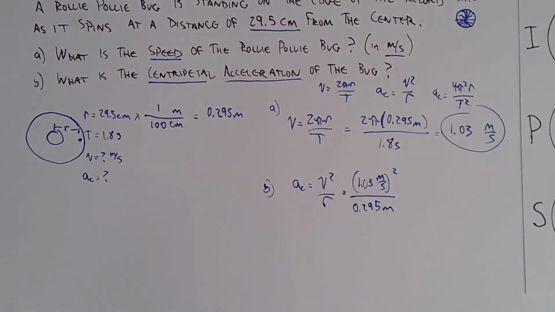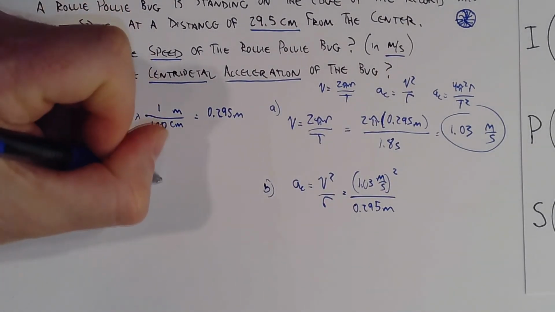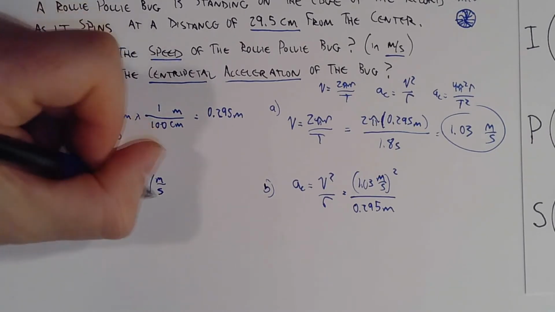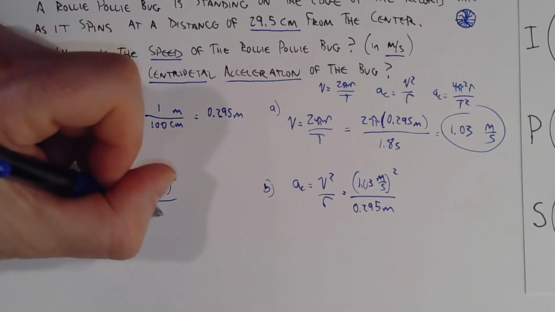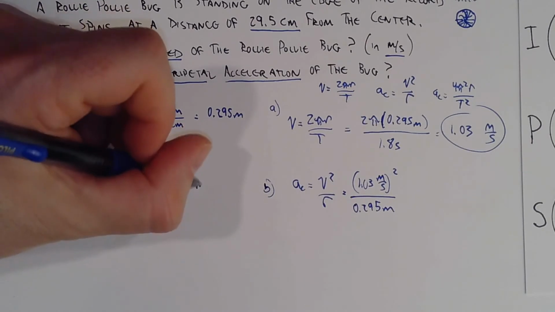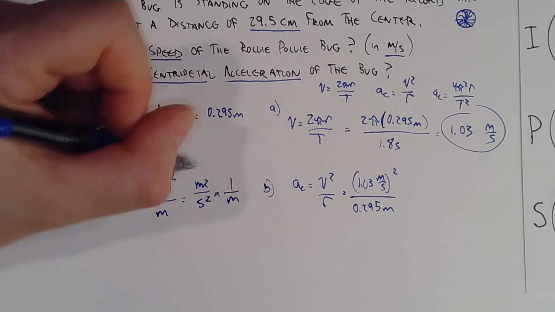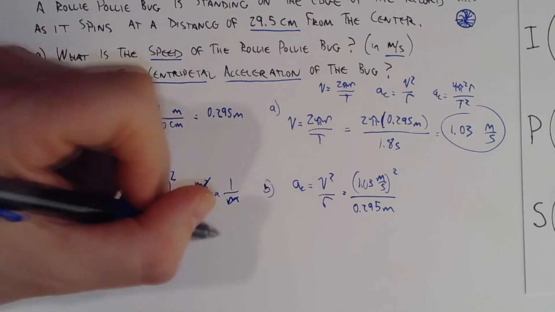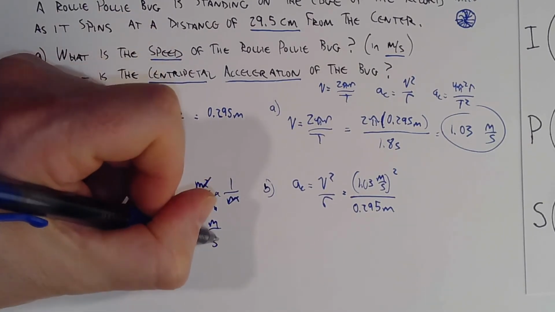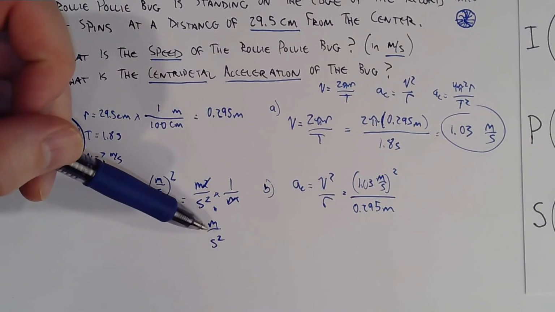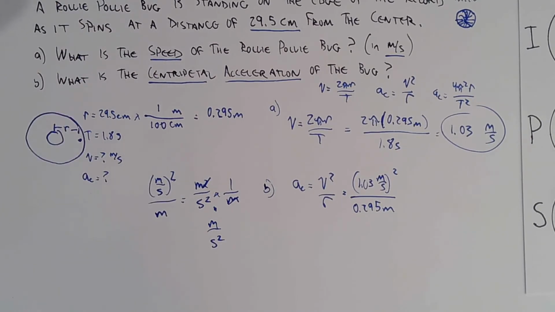0.295 meters. At this point, it's always nice to take a quick check for the units, so I'll do that over here. This is meters per second, squared, divided by meters. Meters per second squared is meters squared over seconds squared. Dividing by meters is the same as multiplying by the reciprocal. Meter cancels out, leaves us with meters per second squared. So that's good. Those are the units we want to see.